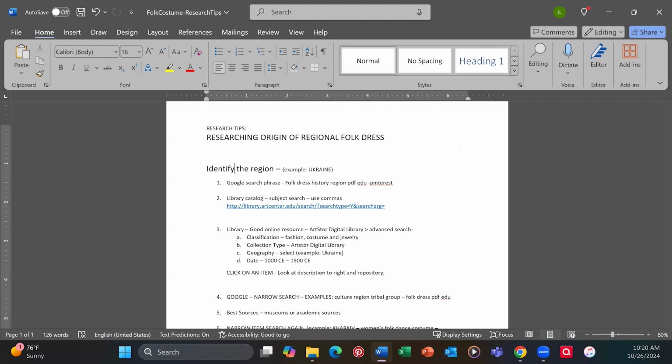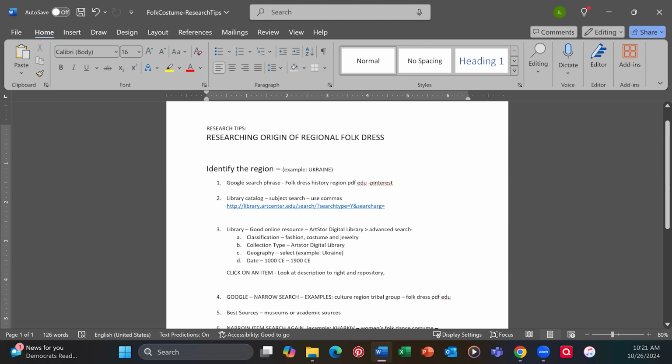The best sources are museums and academic sources. So this was, for instance, how to find regional dress of Ukraine. And the Google search phrase was folk dress, history, region, PDF. There was something about edu-Pinterest that got you the right kind of Pinterest images.